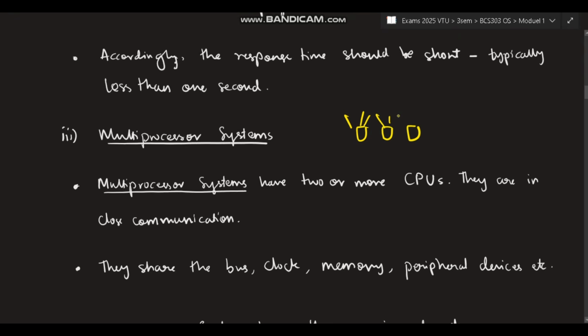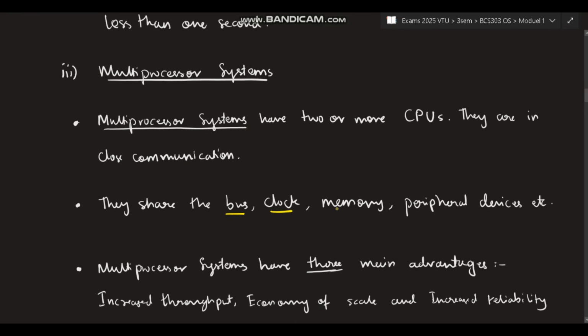This can perform three, this can perform three, this can perform another three. Having multiple CPUs is called multiprocessor, because CPU is central processing unit. If there are multiple processors, it will have multiple CPUs. Also, they are in close communication. They share the bus, clock, memory, peripheral devices, all those things among each other.